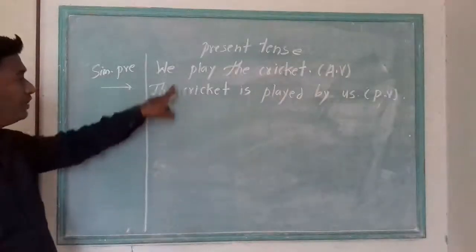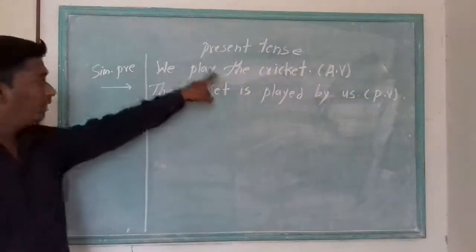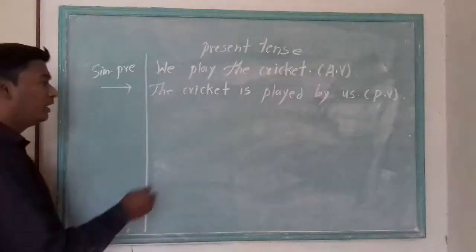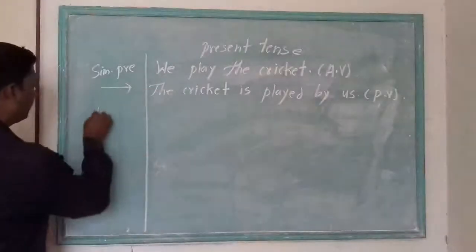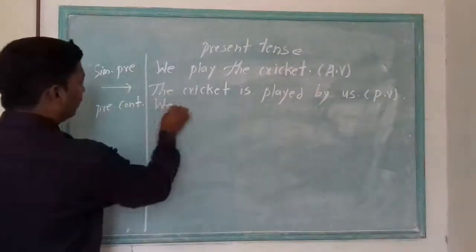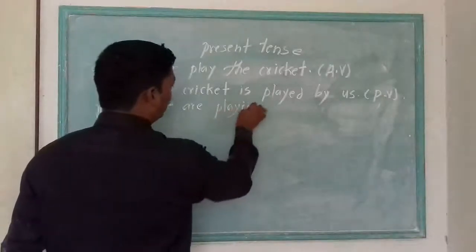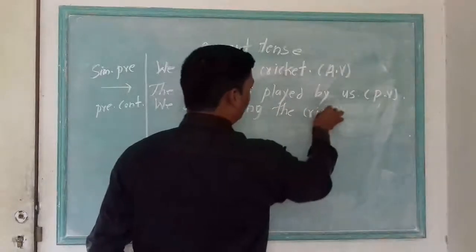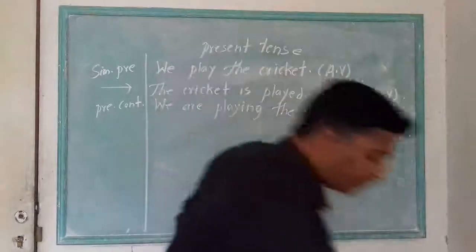Now I change this simple present into present continuous. We have learned in tense how to change one tense into another. Present continuous, I write in short: we are playing the cricket. It is continuous tense, it is present continuous tense. Okay.